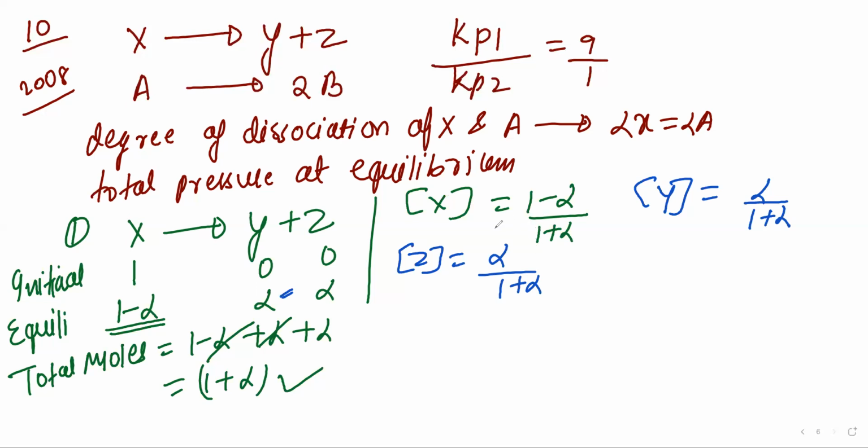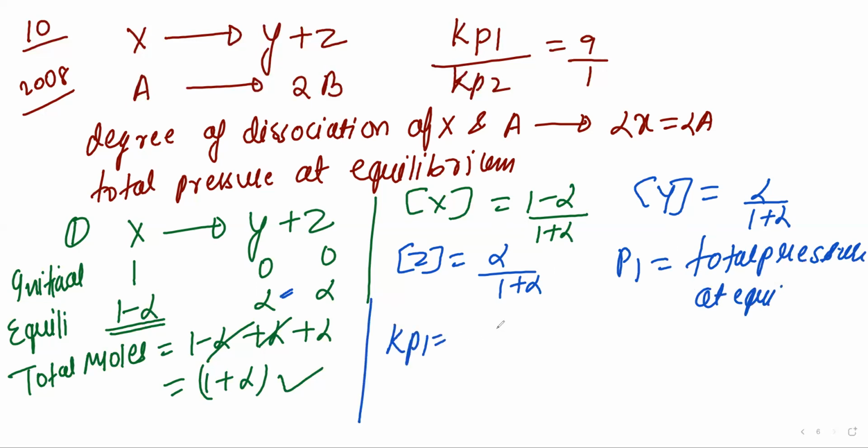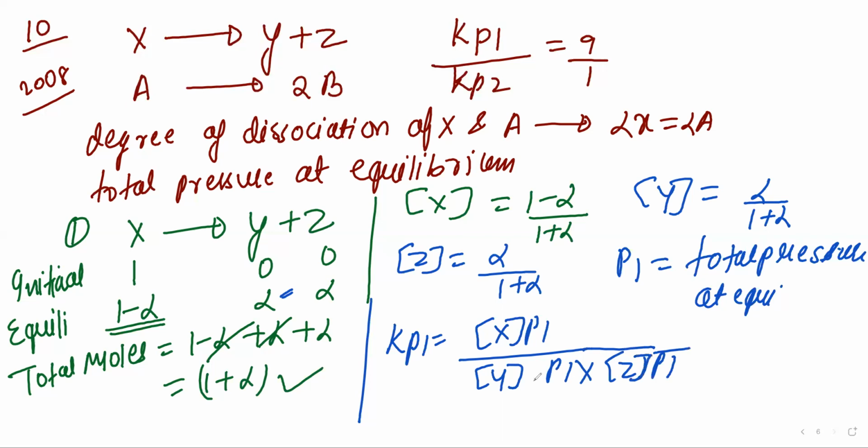So write the Kp1, the equilibrium constant at pressure P. Take P1 as the total pressure at equilibrium. So Kp1 is equal to concentration of Y into P1, similarly concentration of Z into P1, divided by concentration of X into P1. So write the concentrations in square brackets. Now put the values. The X value we know, that is 1 minus alpha upon 1 plus alpha, right?